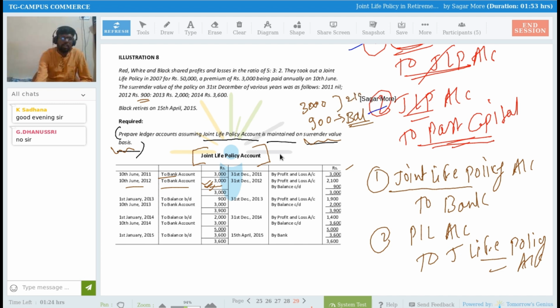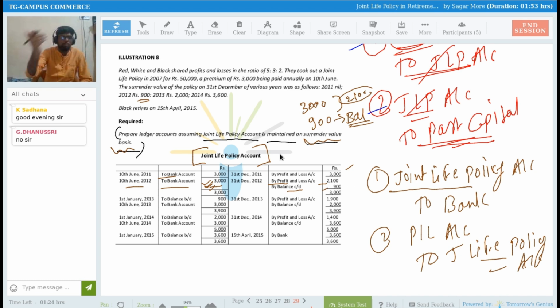The difference between these two is 2,100. So that 2,100 you have to consider as an expense of your business and charge to the profit and loss account, right? See, by profit and loss account 2100. And suppose you are surrendering this policy today, you will be having a balance of 900 rupees. You will be getting 900 rupees as the policy amount, right? So that's why we have to credit 900 rupees.